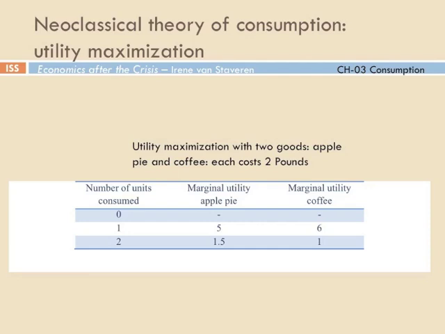Now, if you found another 2 pounds, what would you buy, coffee or apple pie? Look at the marginal utility for 2 pieces. That's 1.5 for pie and 1 for coffee. I would go for the apple pie.